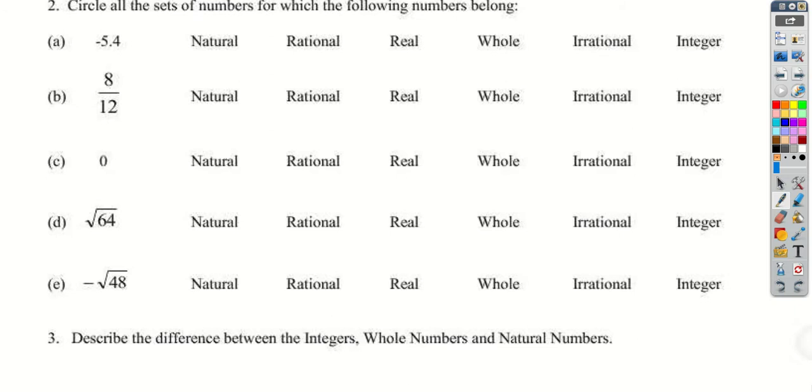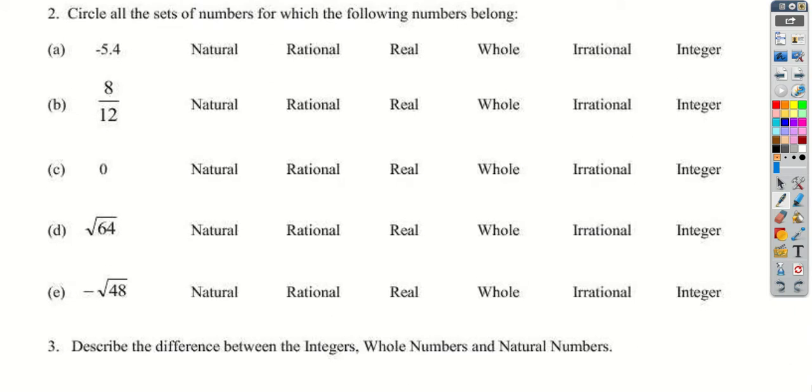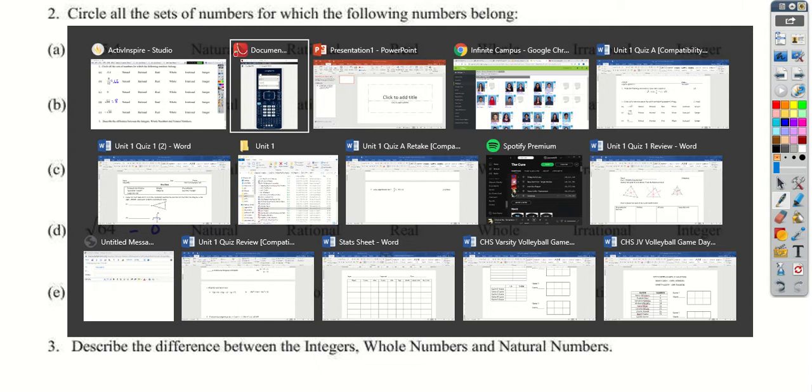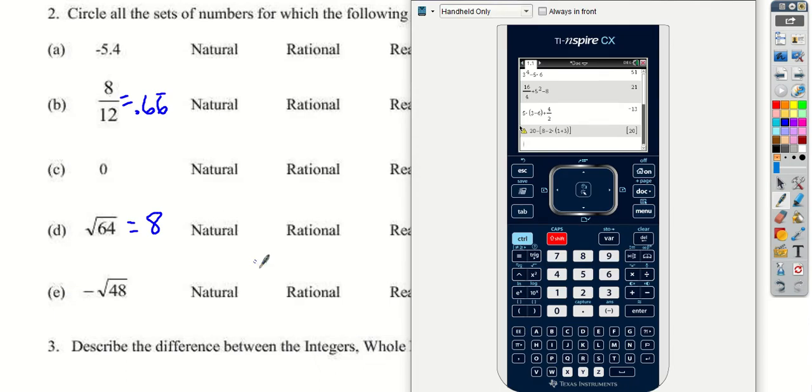And then circle the sets of numbers which these numbers belong to. Now, if it's a number like a fraction, you want to kind of type it in and see what decimal you get. So for this one, this is going to be 2/3 essentially. So that's 0.66666 repeating, 0.6666 going on forever. The square root of 64, we want to reduce as 8, okay?